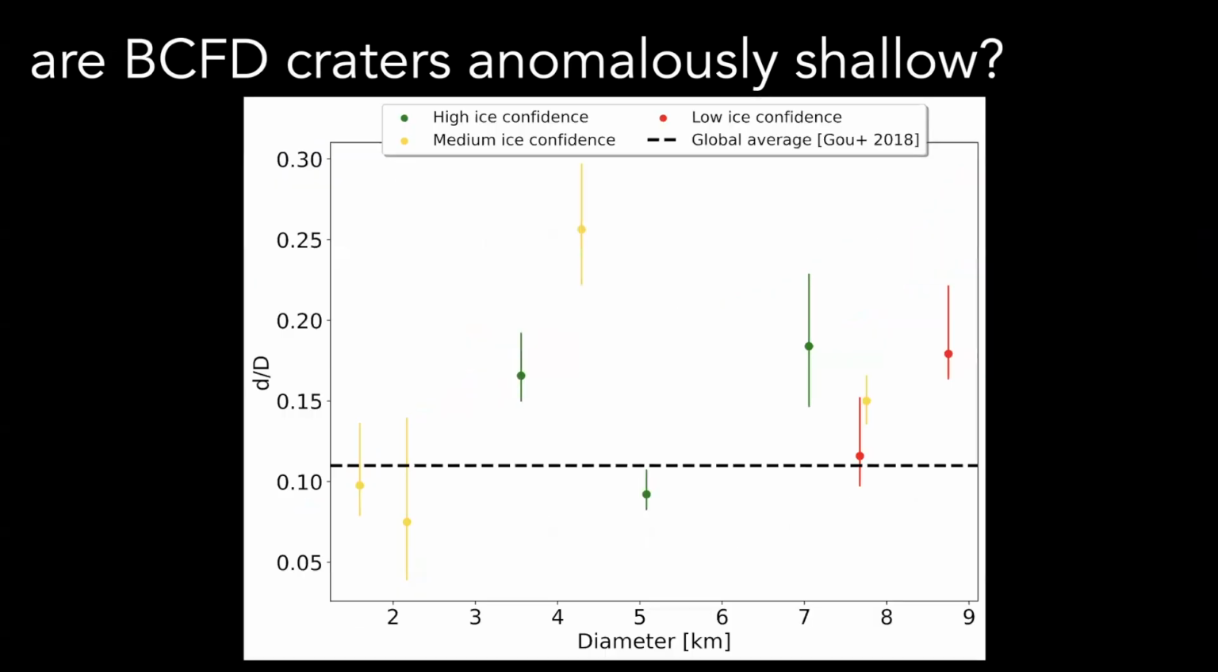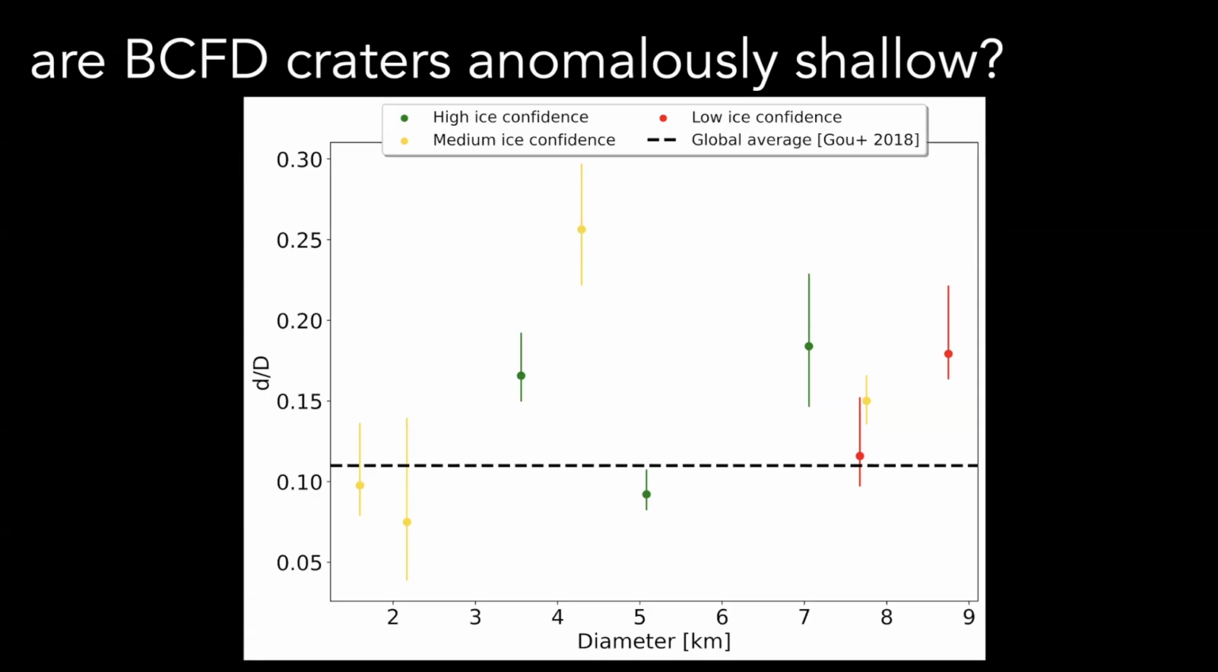So here are the results of that first test, showing depth to diameter ratio for the 9 craters that we have shape models for, compared to the global average of simple craters on Ceres, which is the dashed line here. We're dealing with a small sample size, only 9 craters, and it's pretty noisy because of the quality of these shape models and just the fact that Ceres' polar regions are very rugged and these craters are pretty heavily degraded and modified since their emplacement.